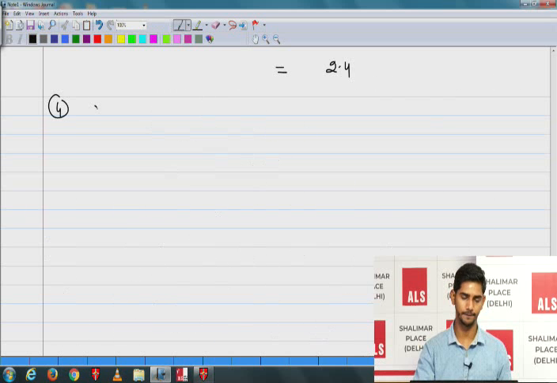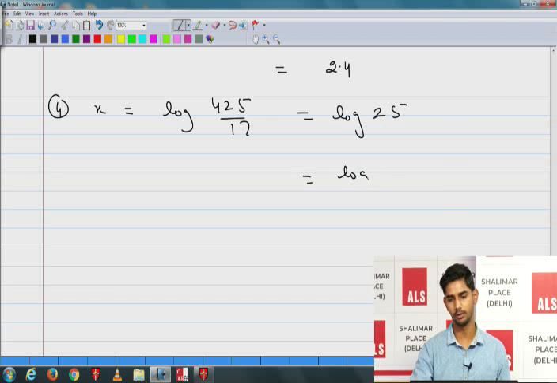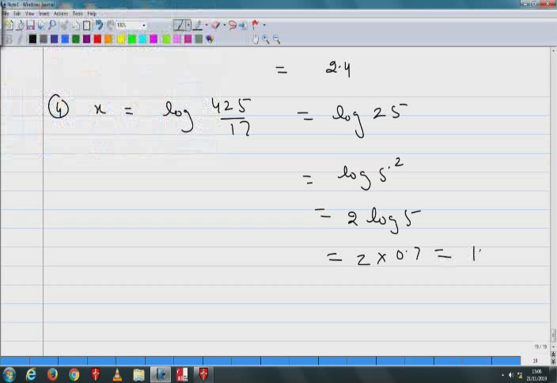Number 4. 425 by 17. This is nothing but 25. So this is log 5 to the power 2. This is 2 log 5, 2 into 0.7, which is 1.4.